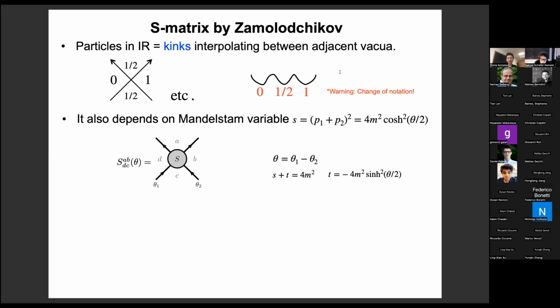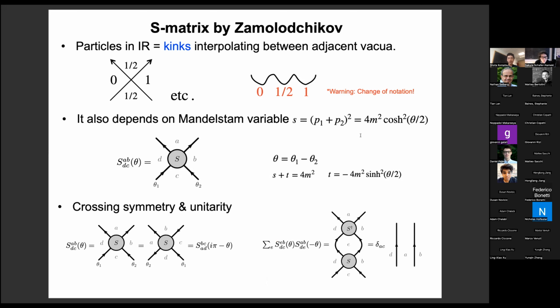Of course, because we are discussing the S matrix, it also depends on kinematical variables. In higher than 1+1 dimensions, if you consider 2-to-2 scattering, there are two Mandelstam variables, s and t. But in 1+1 dimensions, you only have one Mandelstam variable, s, which I parameterize using the rapidity variable theta, and m is the mass. So in summary, the S matrix has 5 arguments. A, B, C, D are labels for vacua, and theta is the Mandelstam variable, which you can also think of as the difference of the rapidities of the two particles. Because of this relation, the Mandelstam t is not independent from s, and it's given by this expression.